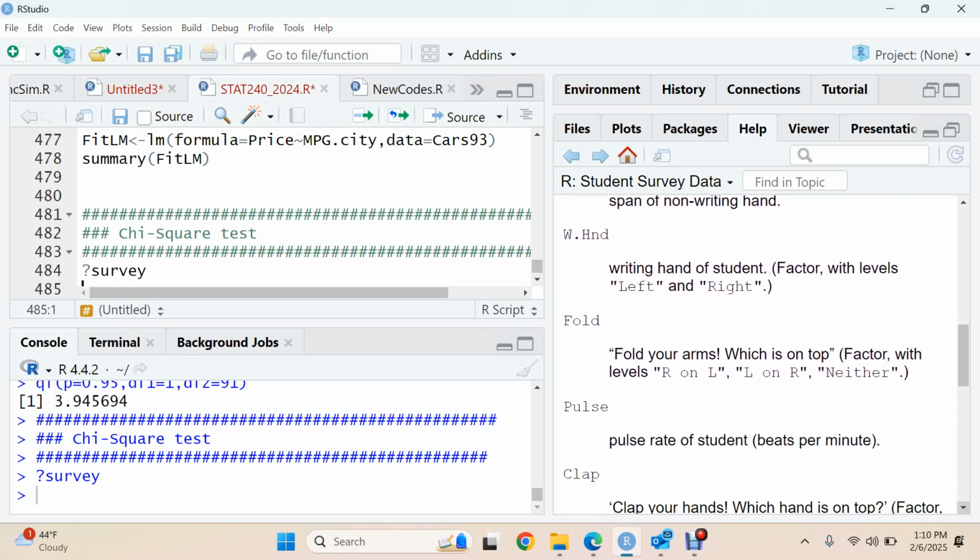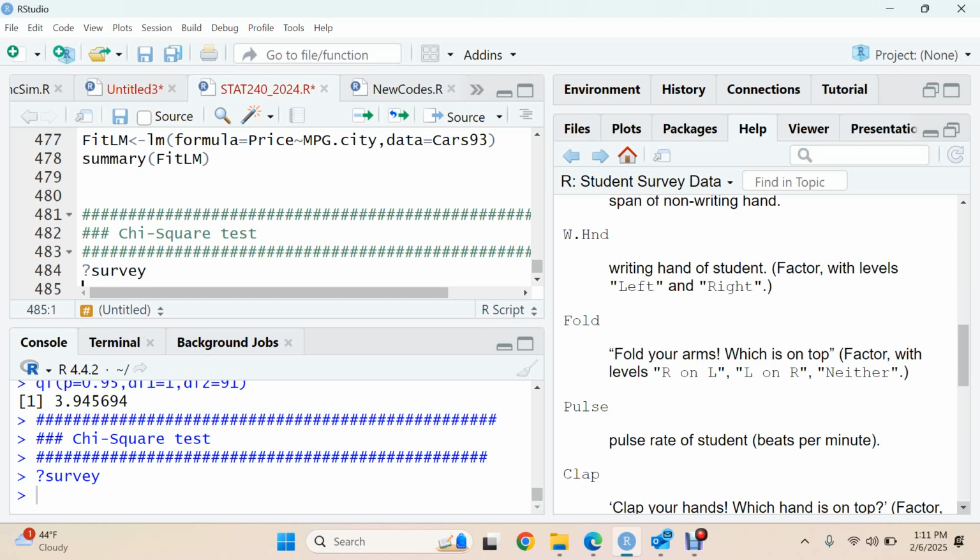Fold. Well, if they ask you to fold your arms, which is on top? In some cases, some people will fold their arms like this. In this case, left is on top. In this case, right is on top. If I do this, neither is on top, right? So they are right on left, left on right, and neither. Is everybody okay with this?